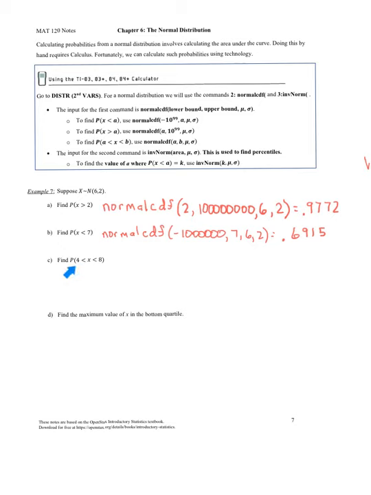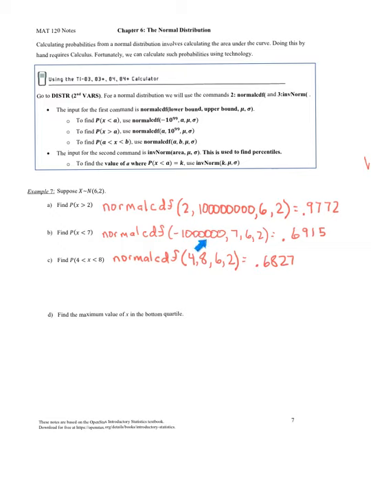For letter C, we're asked to find the probability that X falls between 4 and 8. So let's go ahead and use this calculator keystroke right here and type in our lower bound, our upper bound, and then don't forget your mean and your standard deviation. And we should get 0.6827.